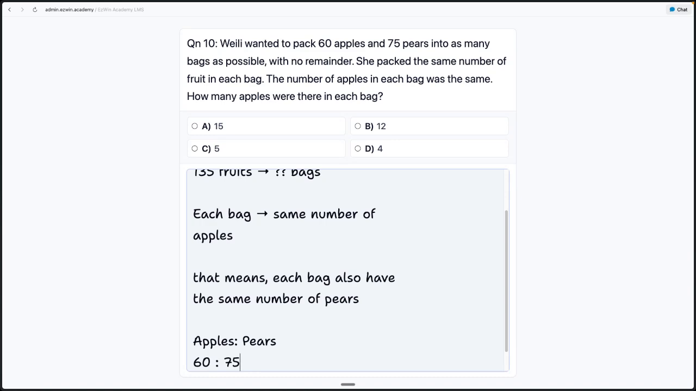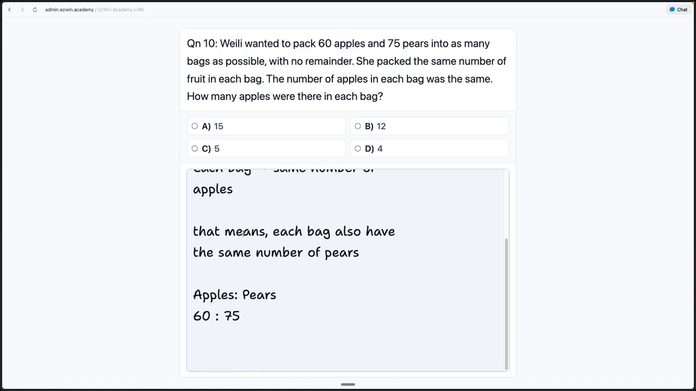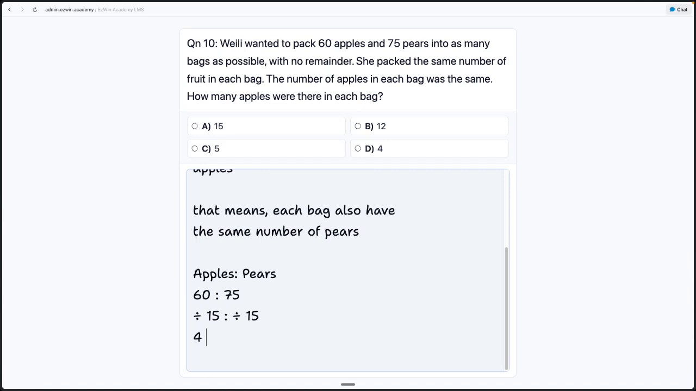So in this case over here, if we were to just simplify apples to pears, we actually can get how many fruits per bag. So for this, you can divide it by, so what's the common factor for 60 and 75? It is actually just 15. Okay, so we just divide this by 15, right? In this case over here, divide by 15. And what will this give us? This will give us 4 is to 5.